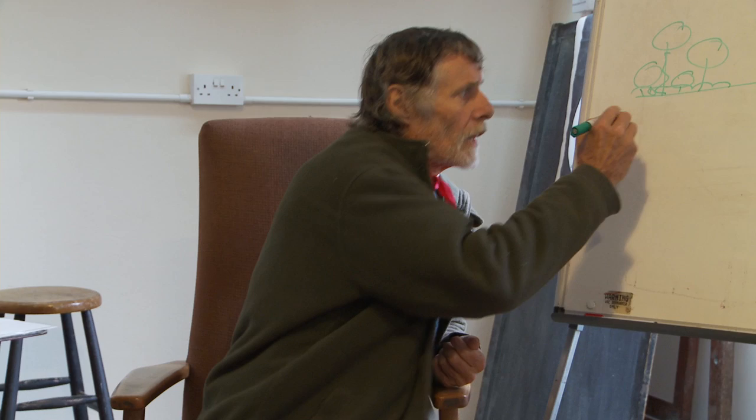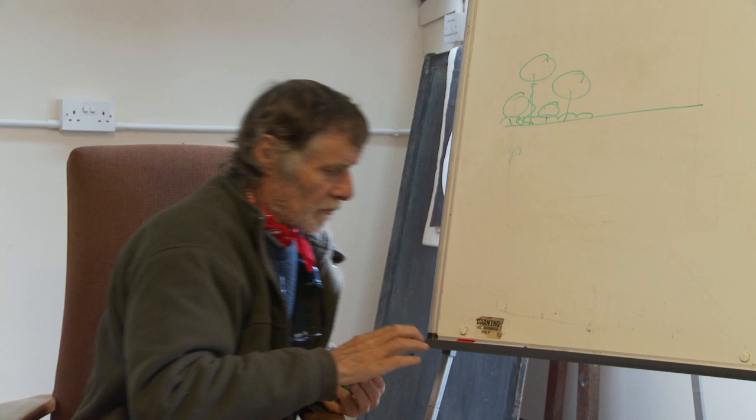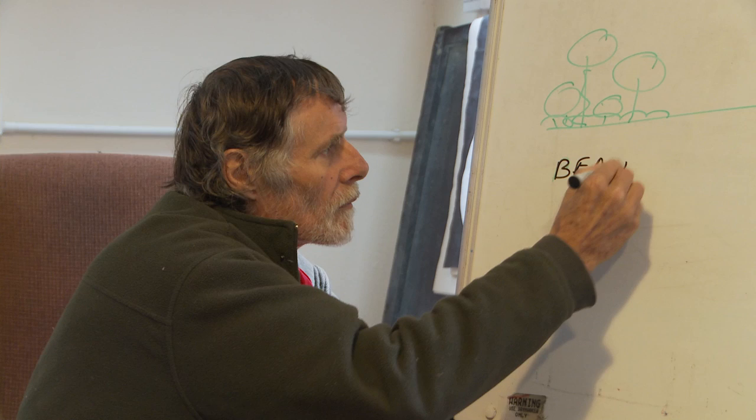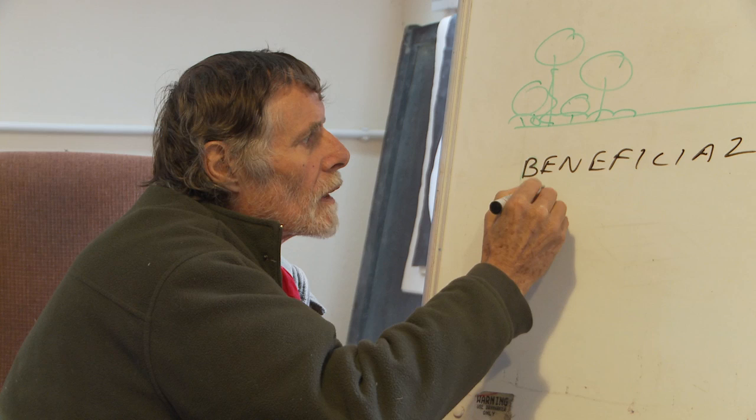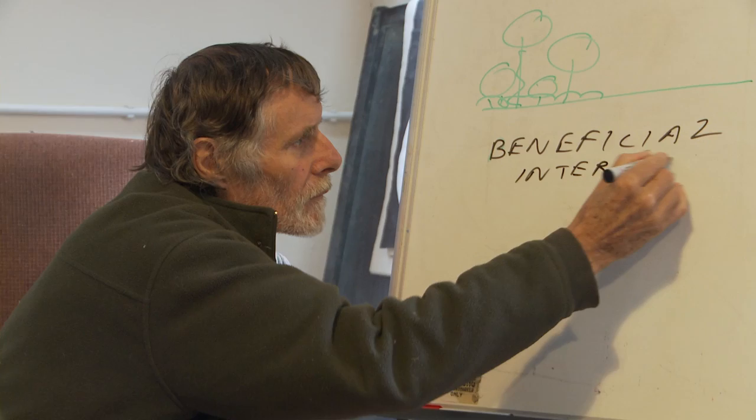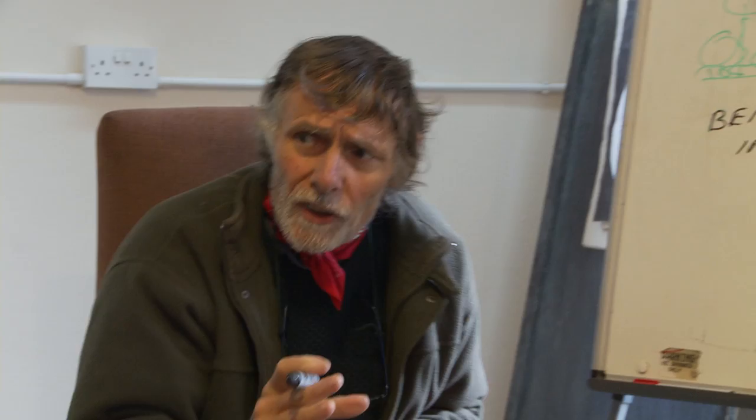Let's use black for this. Now, if we're trying to produce a system which is full of beneficial interactions, we need to place different things in a position where these beneficial interactions can take place.